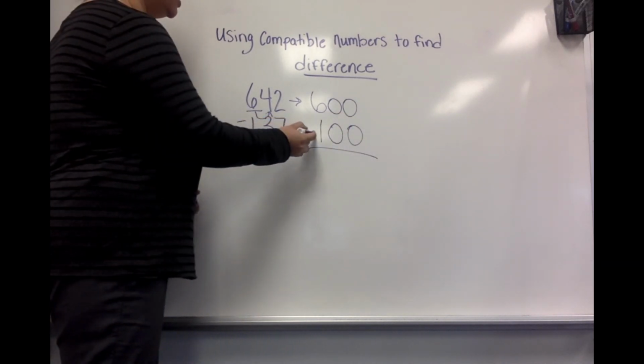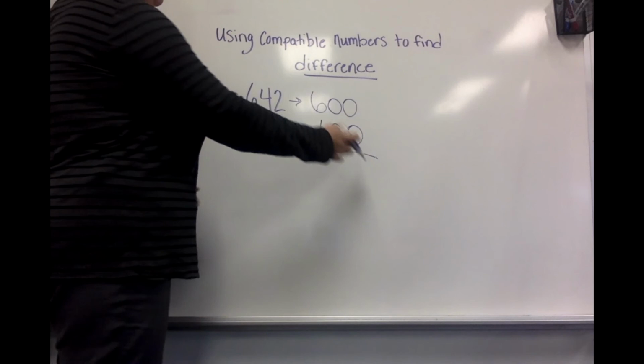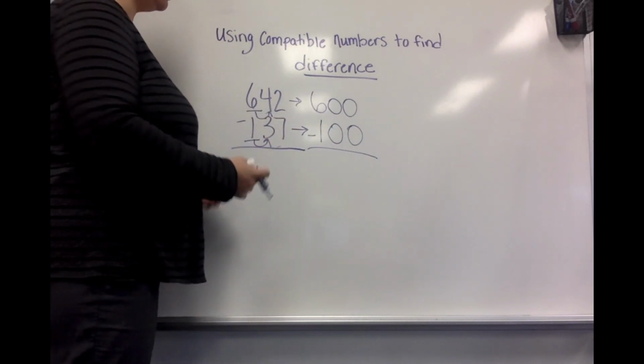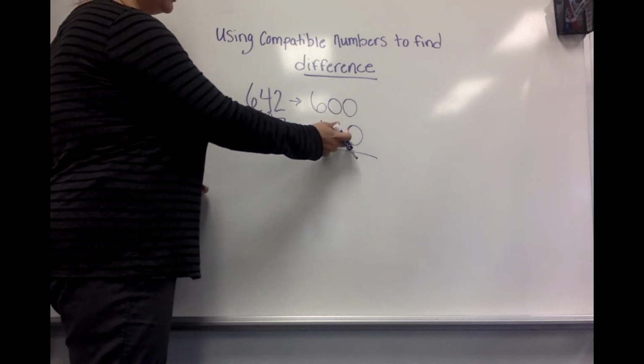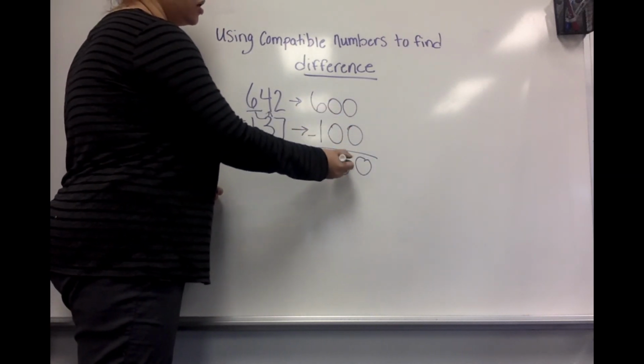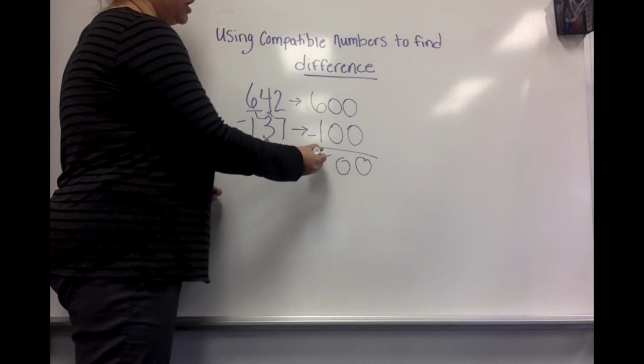And now all we need to do is subtract from left to right, just like the original way that we add or subtract. So 0 subtract 0 is 0. 0 subtract 0 is 0. And 6 subtract 1 is 5.